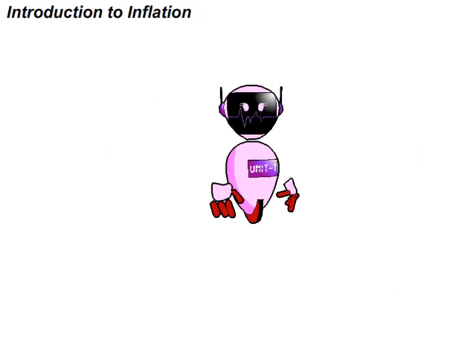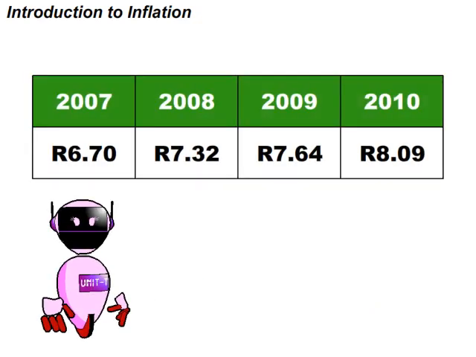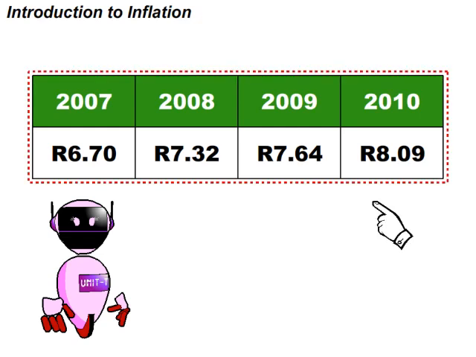How does inflation affect us? Inflation affects us all as the price of everything tends to rise over time. Price doesn't really change much at all month to month, but it certainly does from year to year. Look at this table.